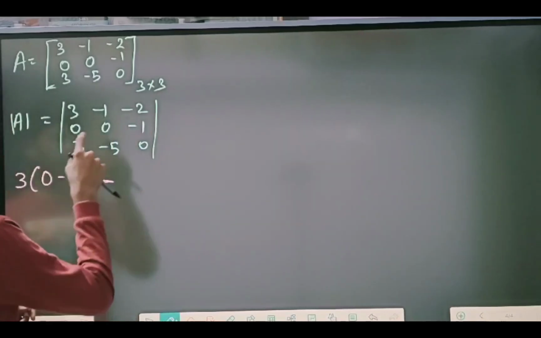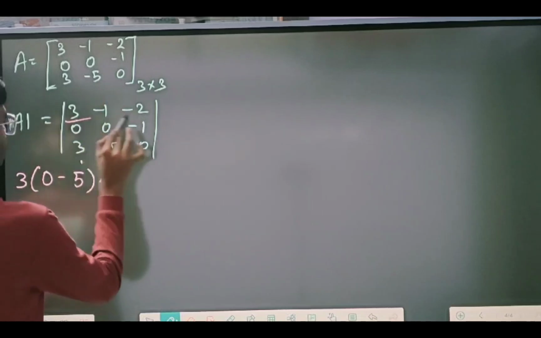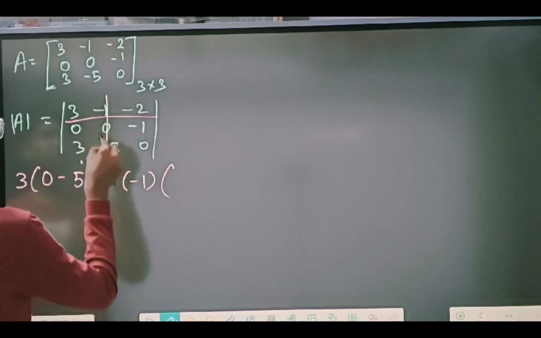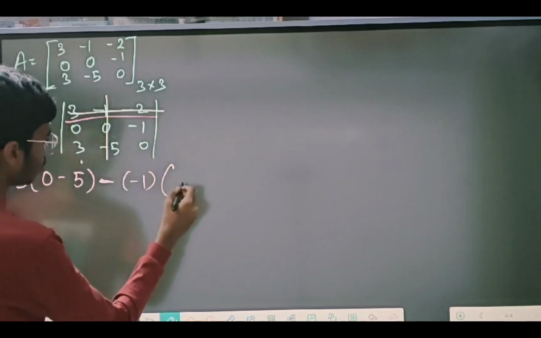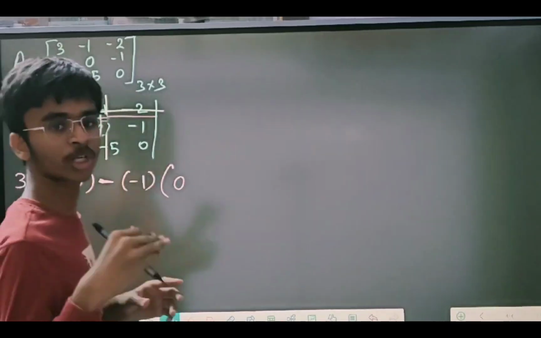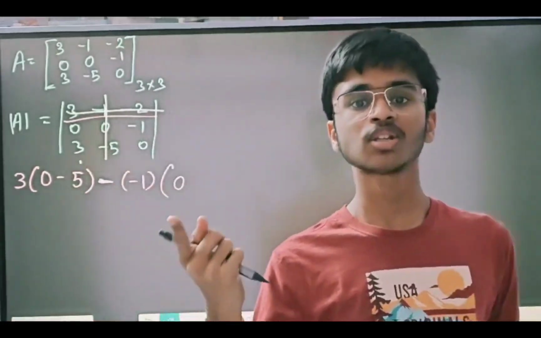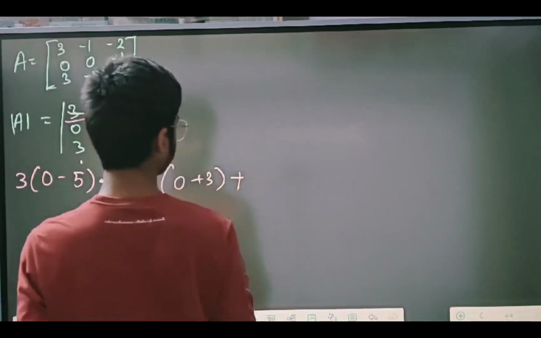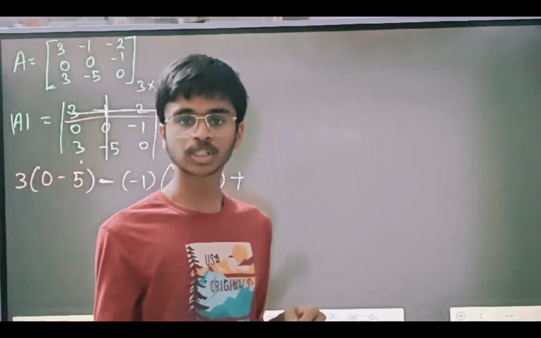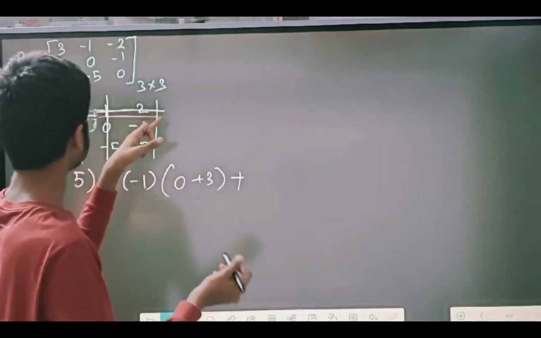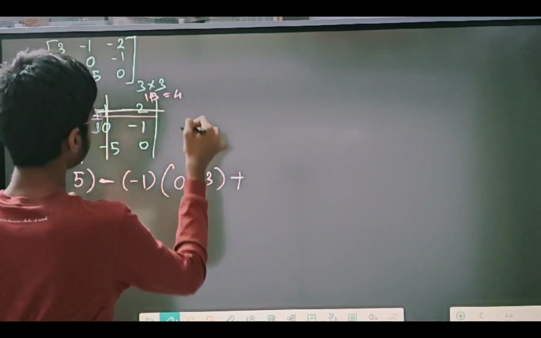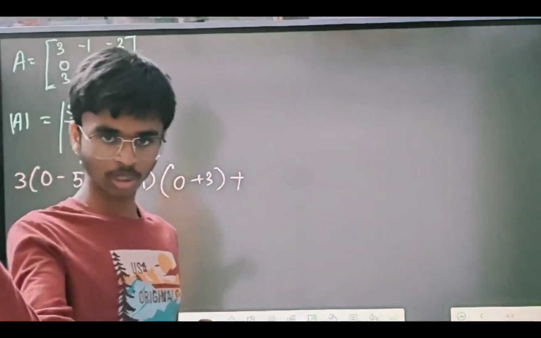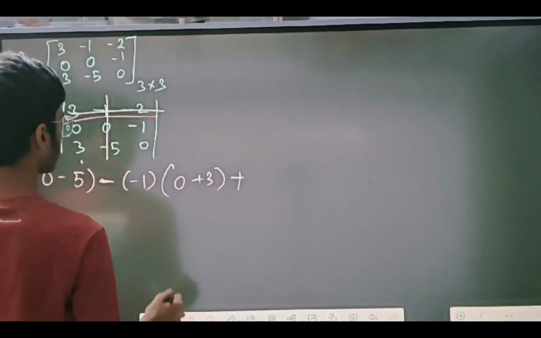Now we are taking the next element of this first row, which is minus 1 into. Make sure that you put minus 1 here also. So I'm going to delete this row and column, which gives 0 minus 3 into minus 1, which is minus 3, but since you are multiplying with a negative sign, it is going to be plus 3. Here it is plus. Why? Because of their position: here it is 1 3, and 1 plus 3 is equal to 4, so that is positive. So here it is plus.